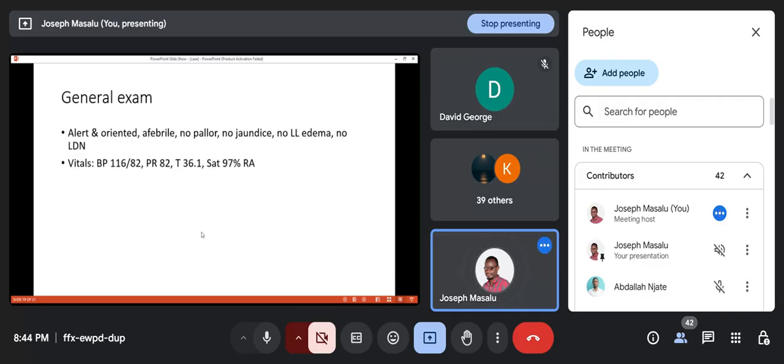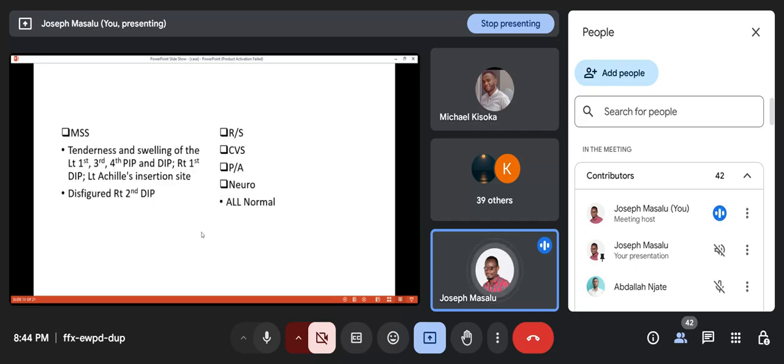The general exam was generally normal. She was alert, oriented, afebrile, not in pain, not jaundiced, no lower limb edema, and didn't have lymphadenopathy. Vital signs within normal limits. Of importance, the musculoskeletal system exam: she had tenderness and swelling of the left first, third, and fourth proximal interphalangeal joints and distal interphalangeal joints. She also had tenderness and swelling of the right first distal interphalangeal joint, and tenderness and swelling of the left Achilles insertion site. She also had a disfigured right second distal interphalangeal joint. The rest of the systemic exam was completely normal.